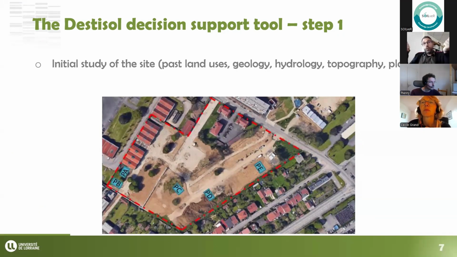And you can also dig on a few points to check for the homogeneity of the soil. But honestly, this is probably the most difficult part of this exercise.